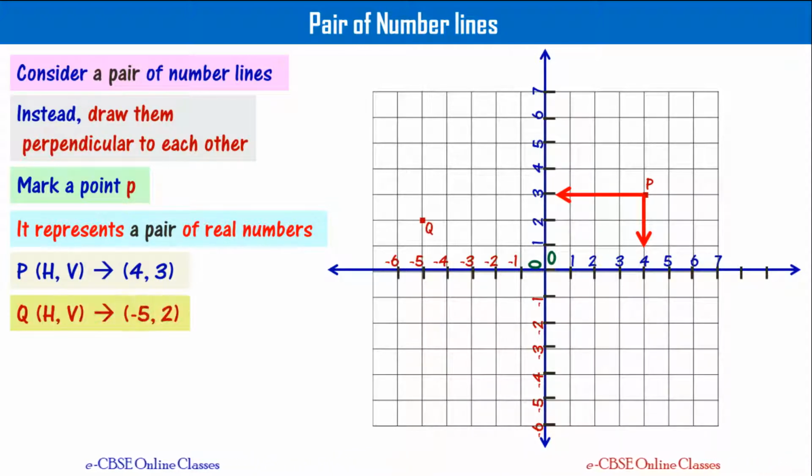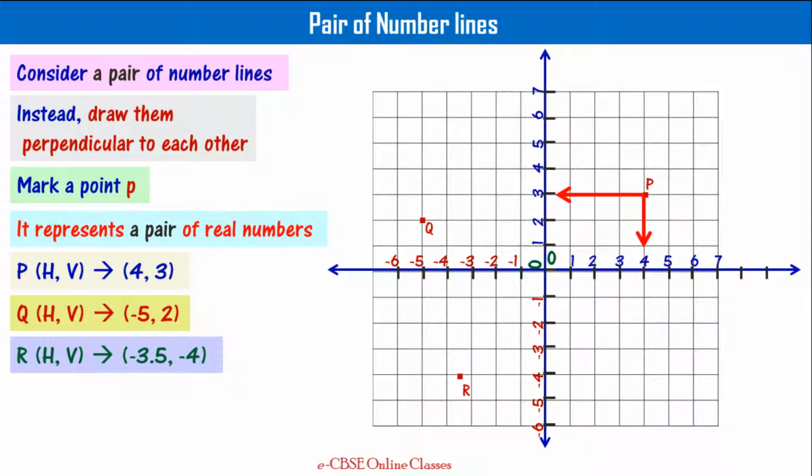Similarly, Q is representing another pair of real numbers. Those are minus 5 and 2. And R is representing another pair of real numbers. Those are minus 3.5 and minus 4. If you observe, H denotes the number corresponding to the horizontal line, and V denotes the number corresponding to the vertical line, right?